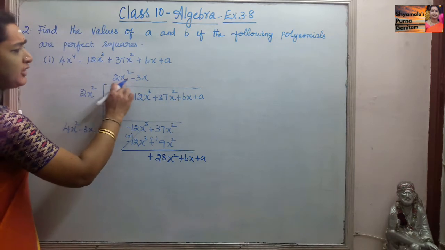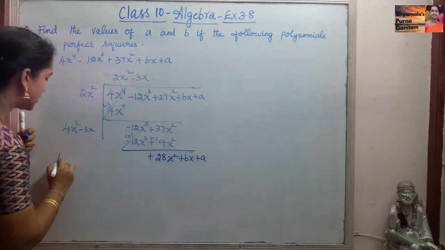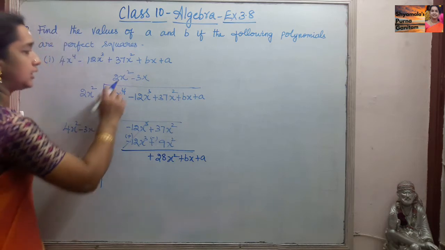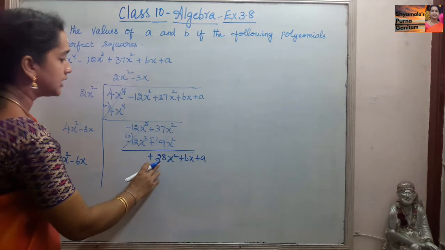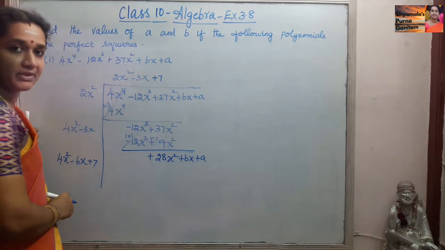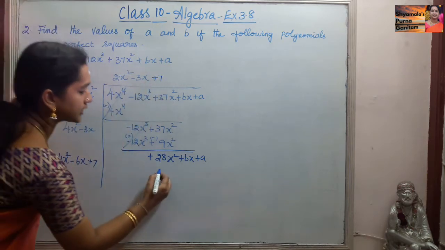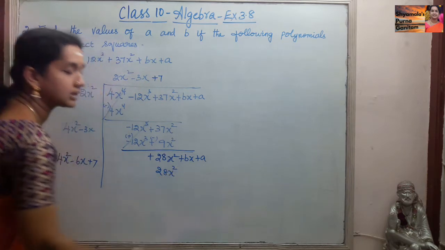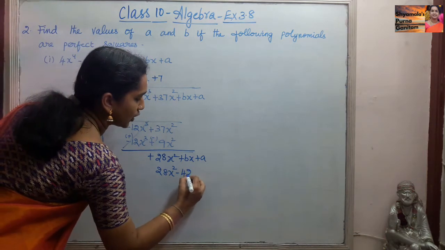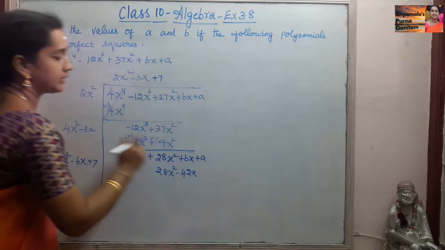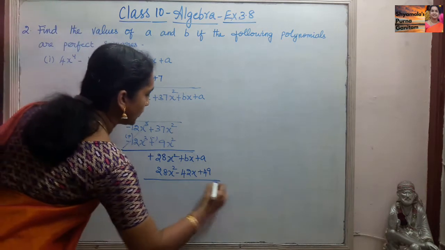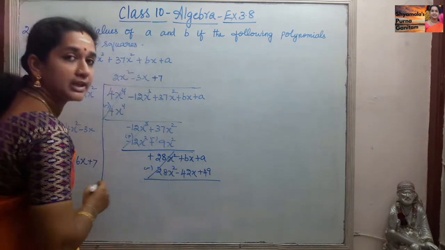Now we will multiply this quotient by 2, so we will get 4x squared minus 6x. Then if we multiply it by plus 7, we will get 7 4s are 28x squared. The first term will get cancelled. Then 7 6s are 42, so minus 42x. Then 7 7s are 49, so plus 49. Now when we subtract this, the first term will get cancelled.